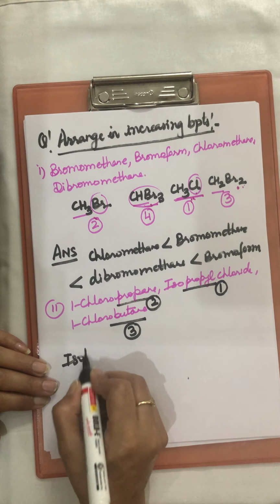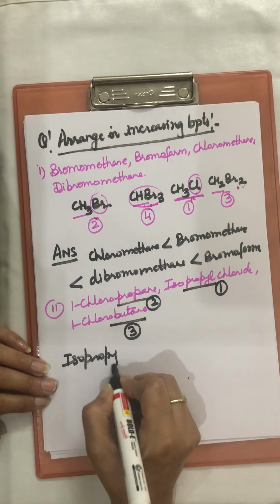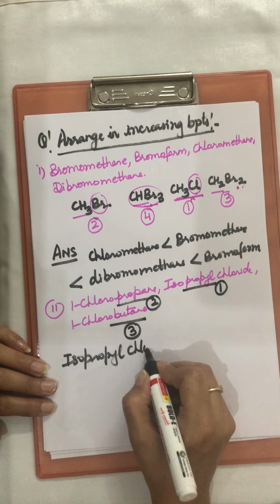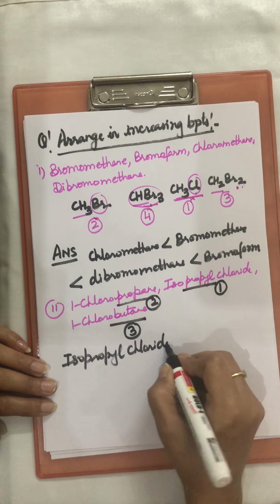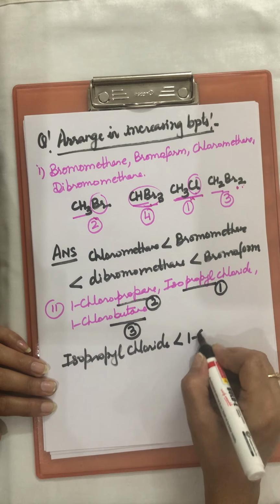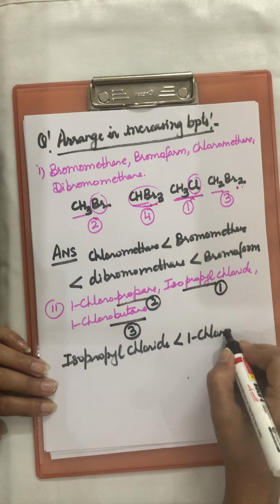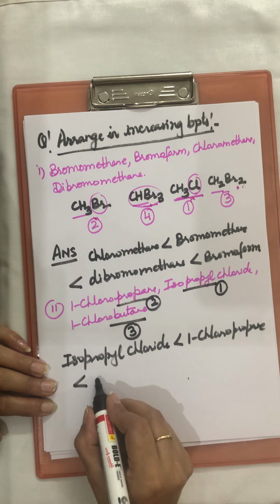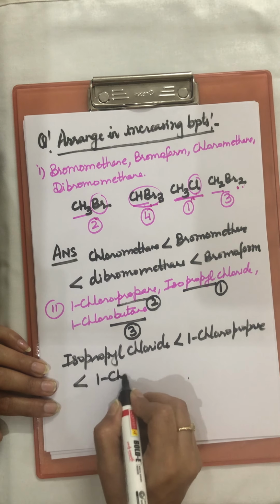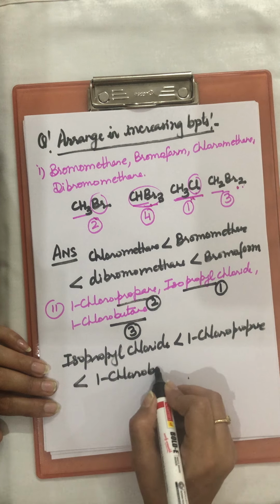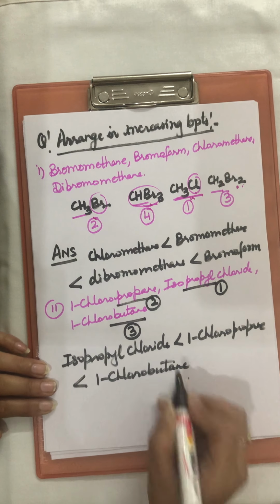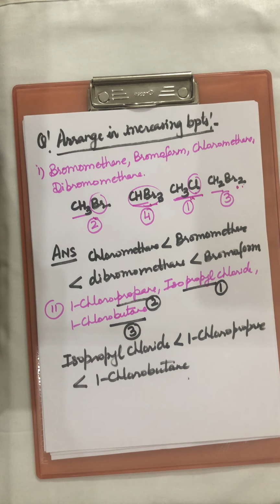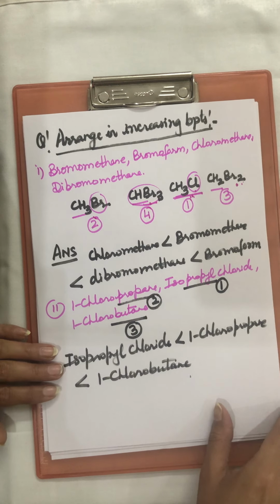So in increasing order, the boiling point arrangement is isopropyl chloride has less than that of 1-chloropropane, which will have less than that of the 1-chlorobutane. So these are the questions with the boiling points.